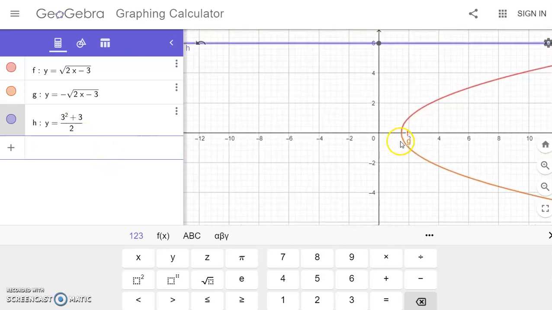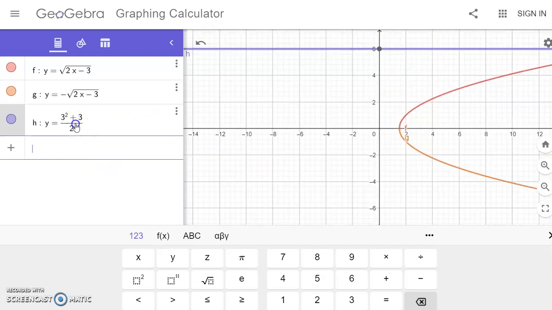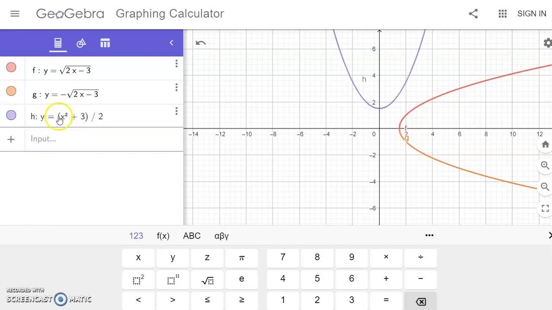Where did it go? Oh, sorry. That should be... Sorry, technical difficulties here for a second. Oop, I got 3 on the brain. X squared. Okay, much better.